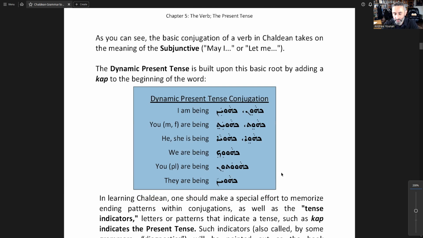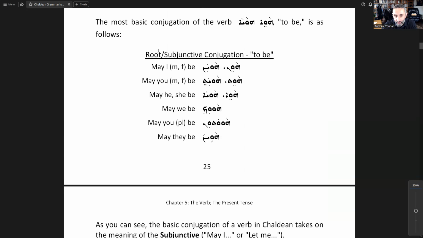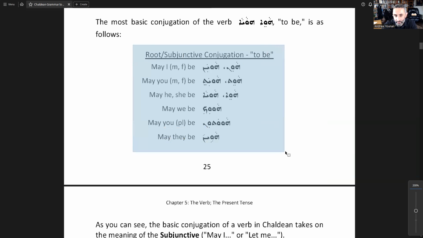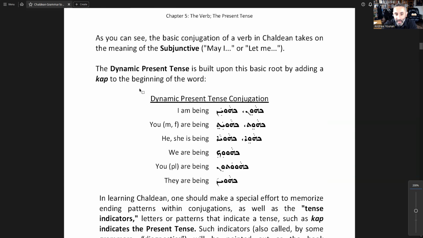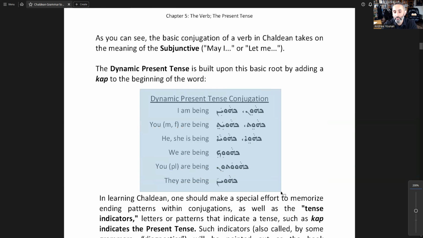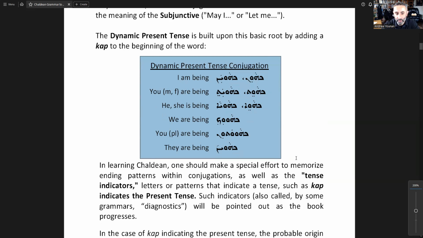Here's another piece of good news. All present tense conjugations of every verb, not just this one, every verb, you take the subjunctive, which looks very similar to this in every case, and you put a kap at the beginning, and that's how you get every present tense. That's why this book is this long and not 50 times as long, because all verbs really follow the same basic pattern. Okay.